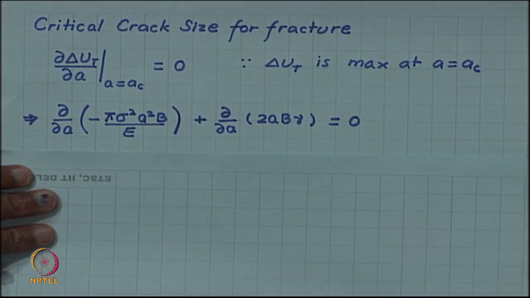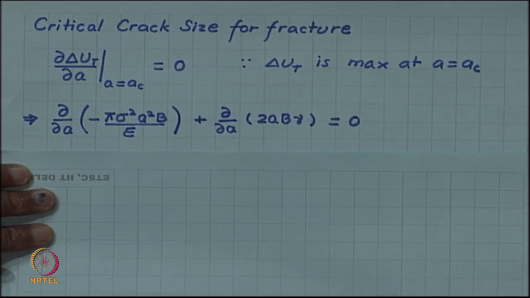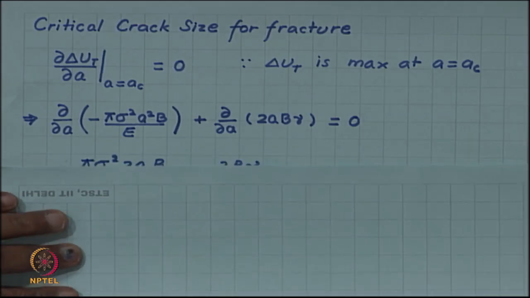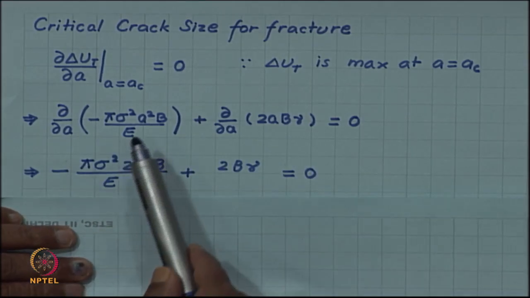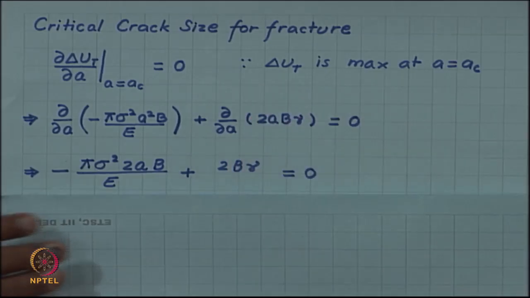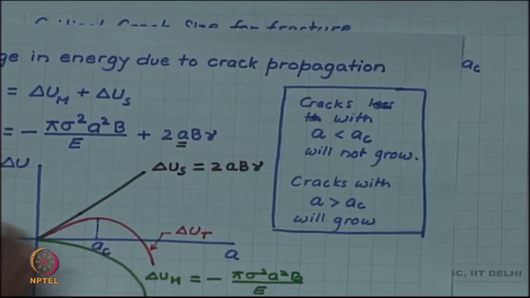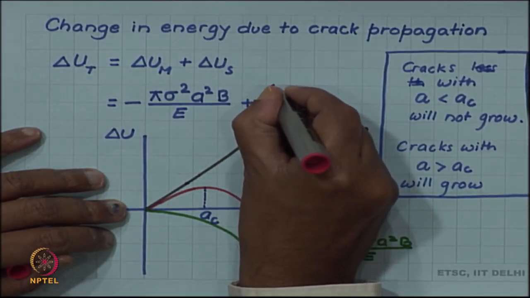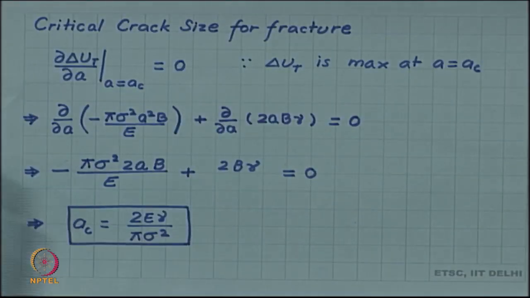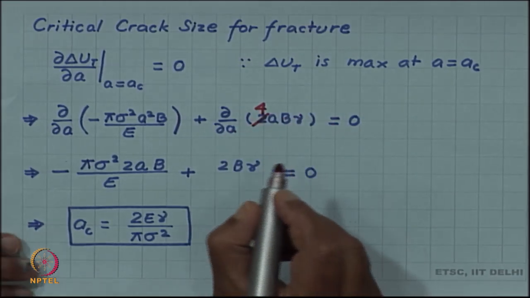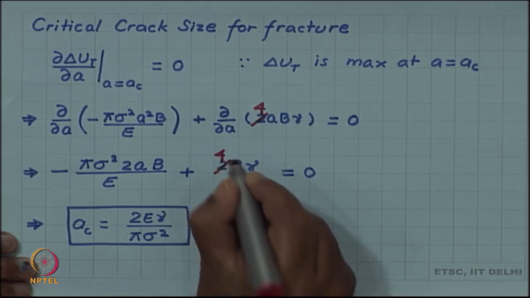So, we can easily do this differentiation. There are two simple terms, the mechanical energy term and the surface energy term, and both of them are simple functions, one is A square, another is A. So, we just differentiate. A square differentiates as 2A. I just made a mistake here. Here also I had made a mistake. So, let me correct that. This is not 2AB gamma, this is 4AB gamma. This is also 4AB gamma.